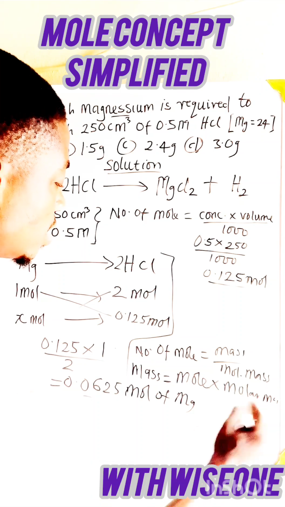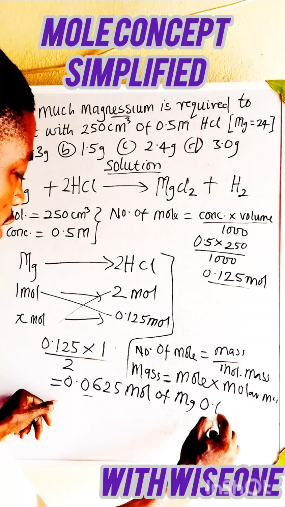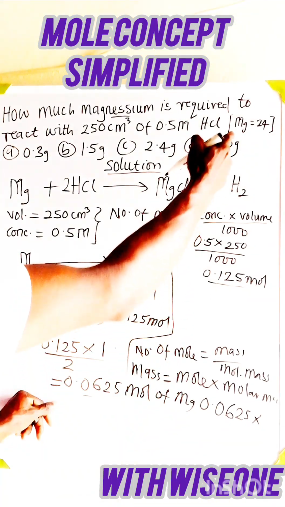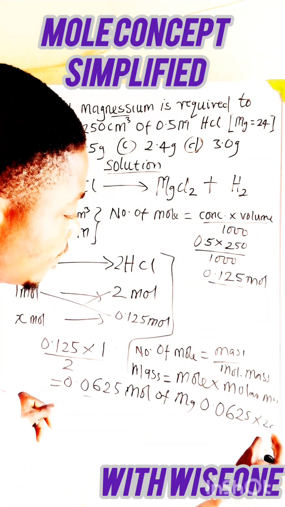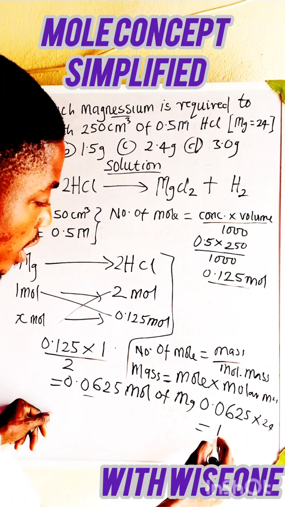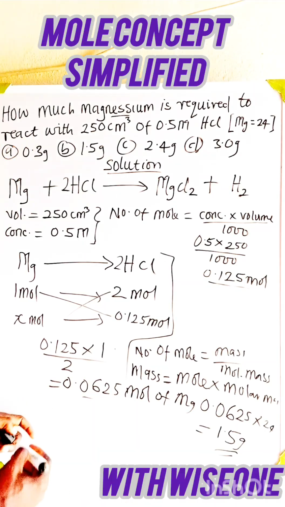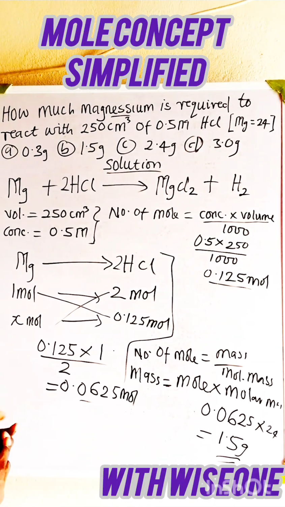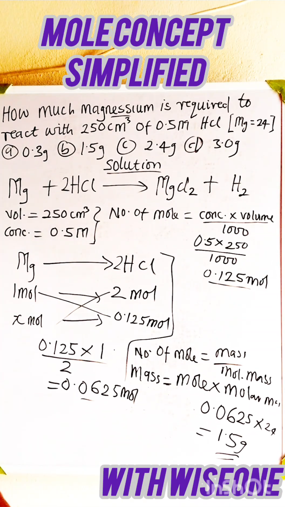Okay, mole here is given to us to be 0.0625 multiplied by the molar mass. Molar mass of magnesium was given to us to be 24. When you press your calculator very well, you will have 1.5 gram. It's very simple. Follow the process just the way I have written it. You see that you can solve any problem like this without stress. Thank you.